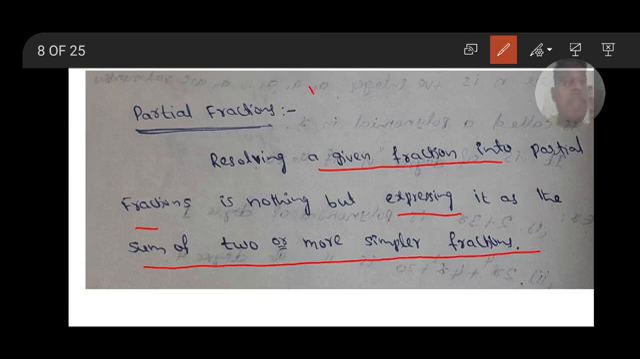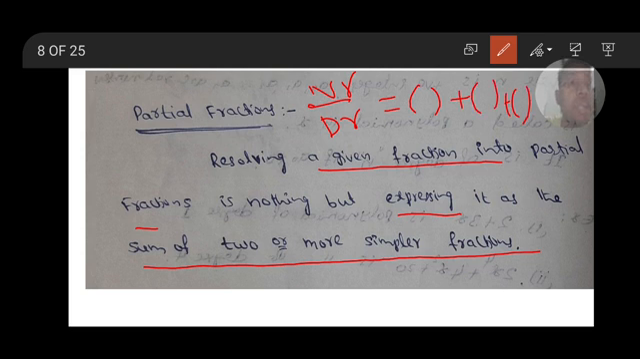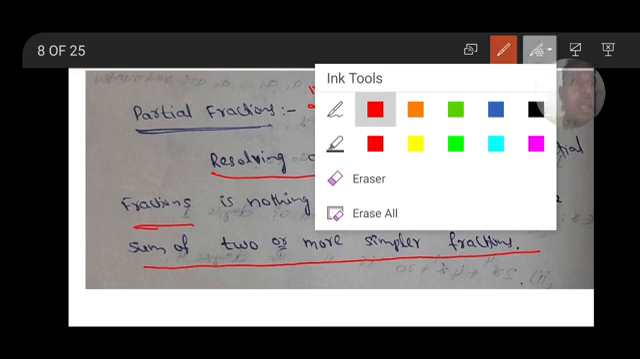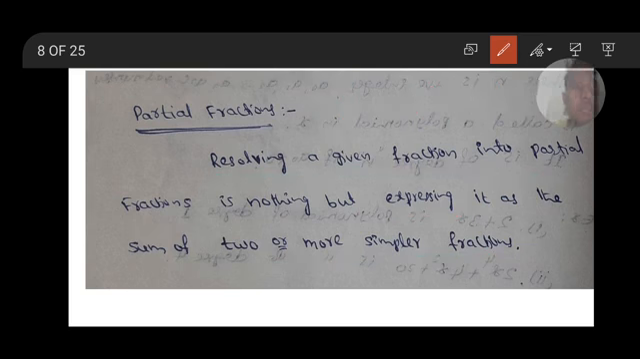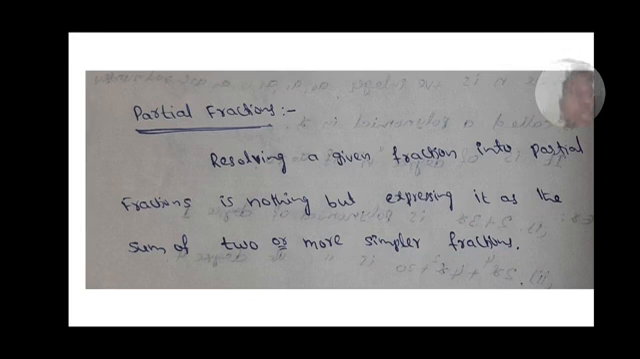Fraction means numerator by denominator. If this fraction can be expressed as a sum of two or more simpler fractions, that process is called resolving a given fraction into partial fractions. Okay. There are several methods. We will see several methods in the next slides.